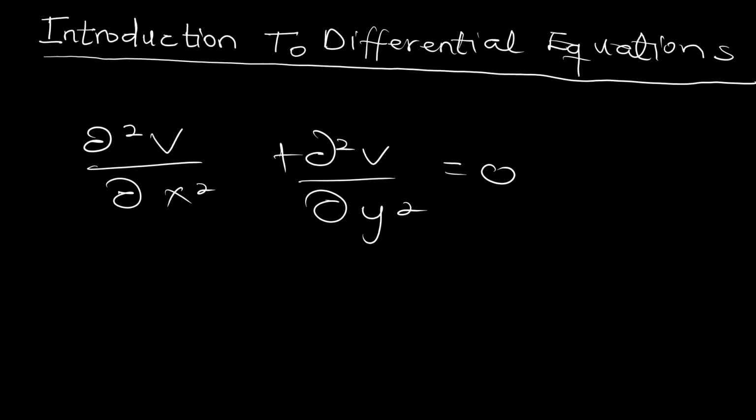So the fact that we differentiated v makes v the dependent variable, and the fact that we differentiated with respect to x and y makes them the independent variables. So v is the dependent variable, and x and y are the independent variables. That is that for the dependent and independent variables of a differential equation.